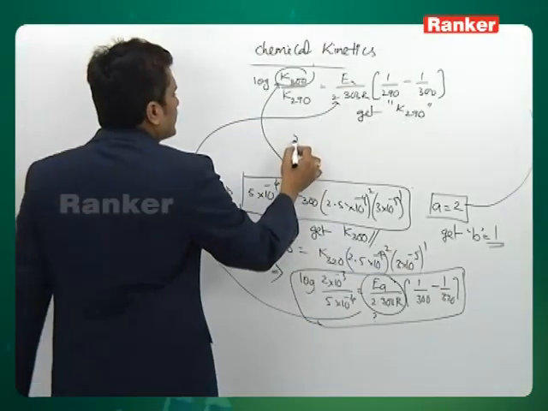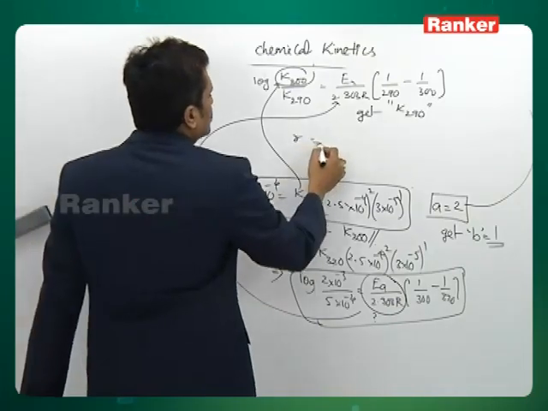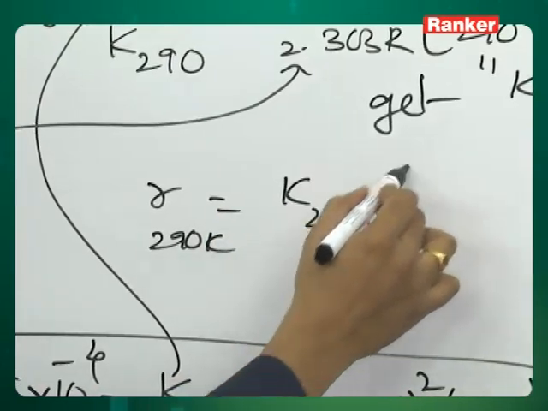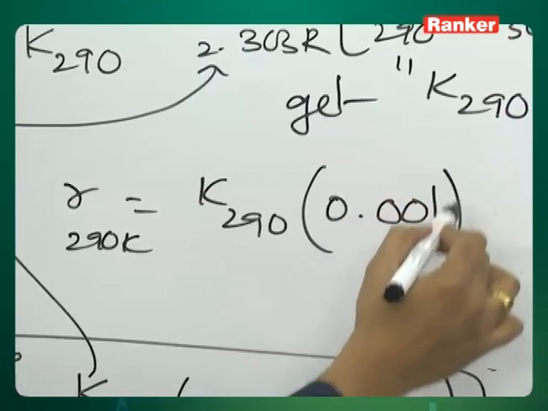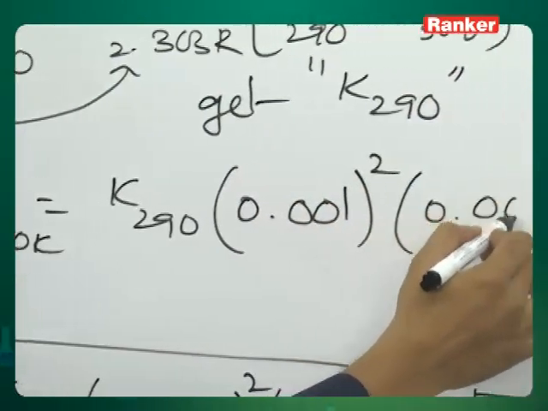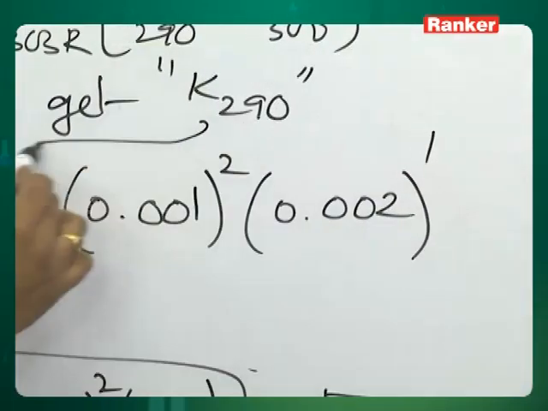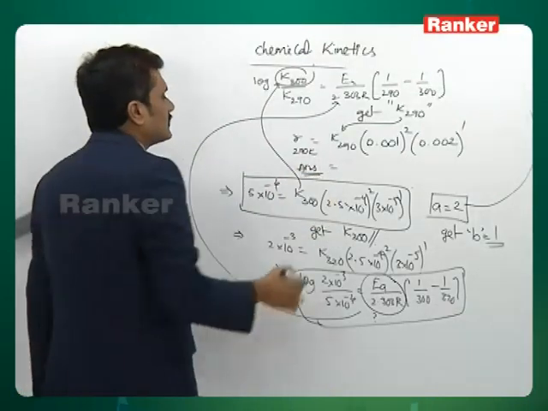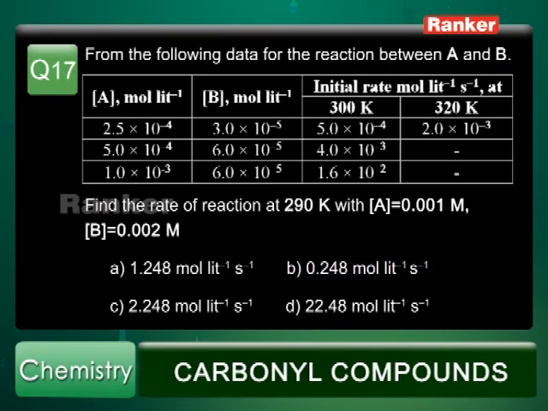So finally the rate of the reaction which has been asked is equal to K at 290 Kelvin into concentration of A 0.001 whole square and concentration of B 0.002 whole power 1. That means by substituting K at 290, you will be getting the rate at 290 Kelvin as 0.248 mole per liter per second.